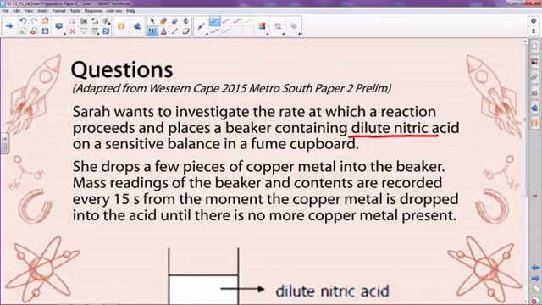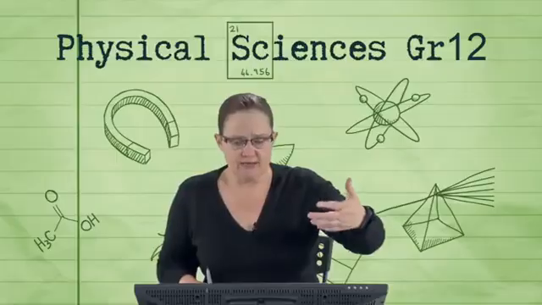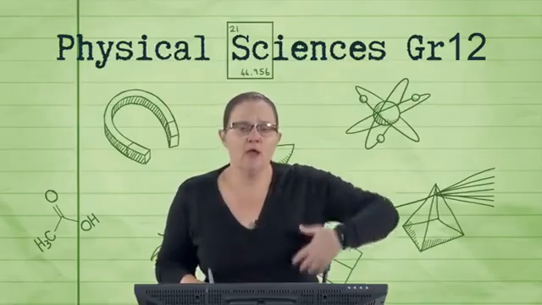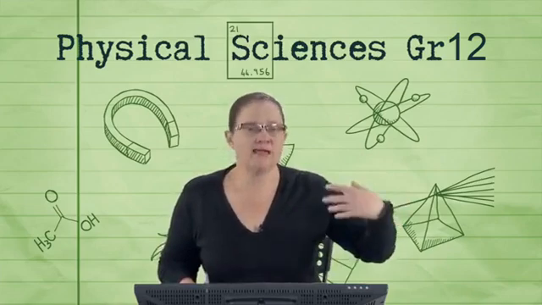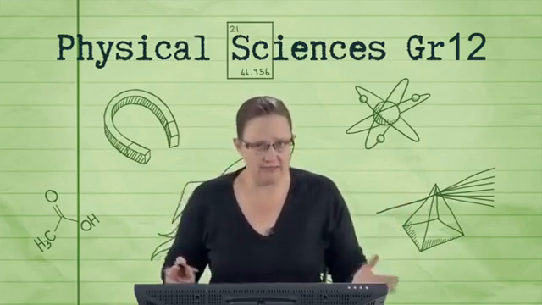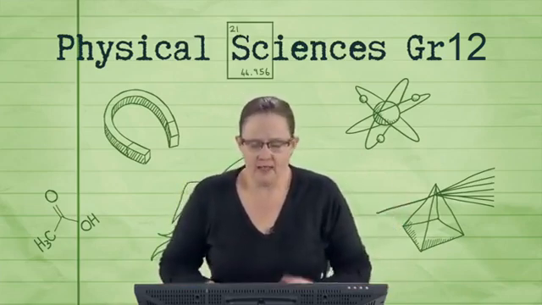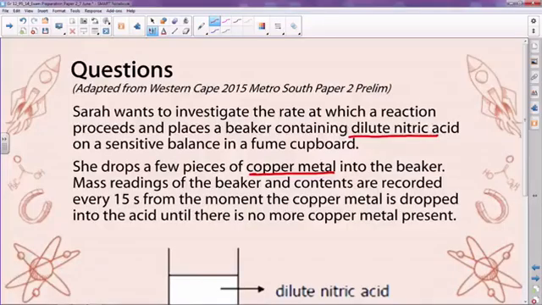And we're just putting it in a fume cupboard because she's going to put copper metal in here. That means I'm going to create nitrogen dioxide gas or nitrogen monoxide gas. But I'm going to create a gas because it's an acid plus a metal. I'm putting it in the fume cupboard as a safety precaution in case that comes up somewhere along the line, okay? The mass readings of the beaker and the contents are recorded every 15 seconds from the moment the copper metal is dropped into the acid until there is no more copper metal present.